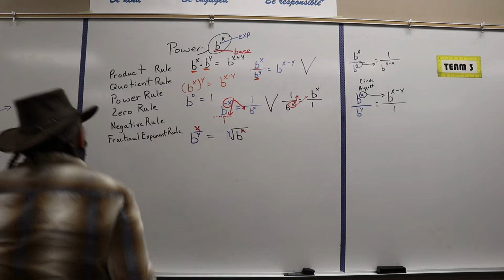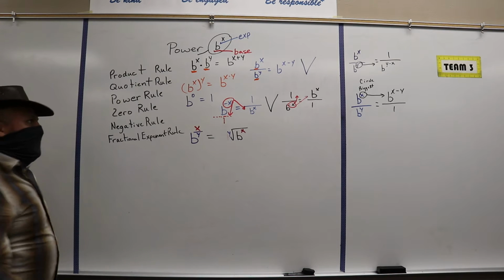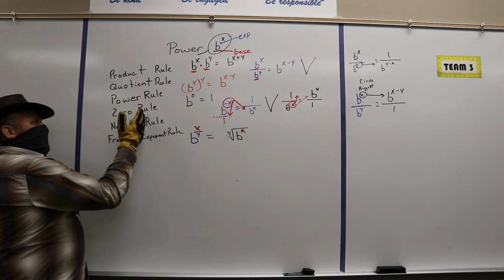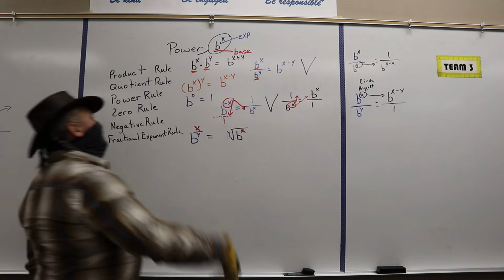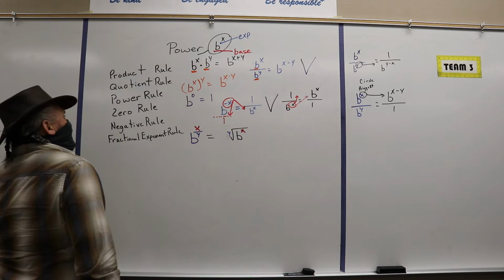Well, right before negative is 0, right? So we got the 0 rule, which means, before negative exponents, 0 rule. We got to talk about the power rule. Power of a power. All right?